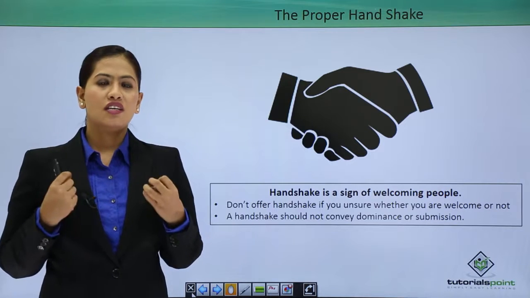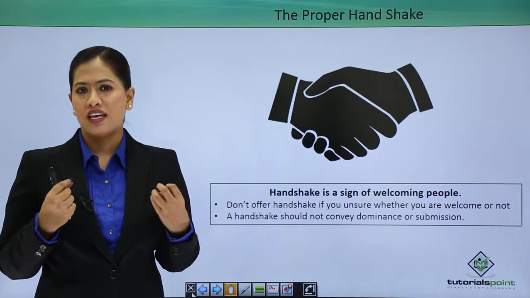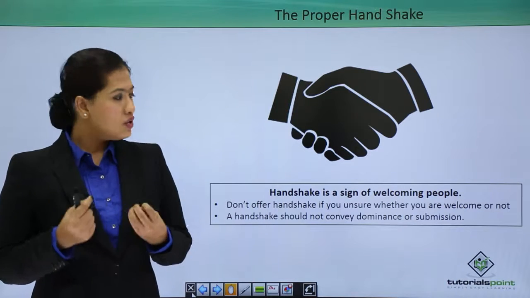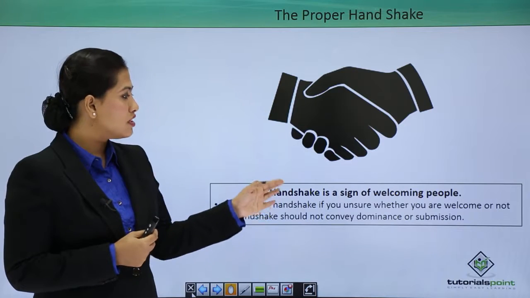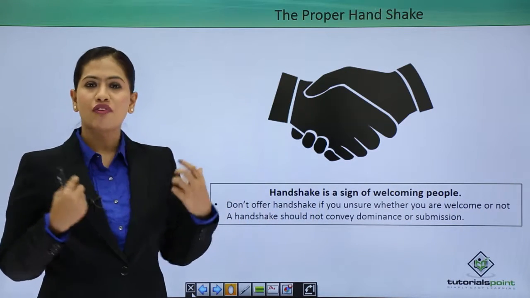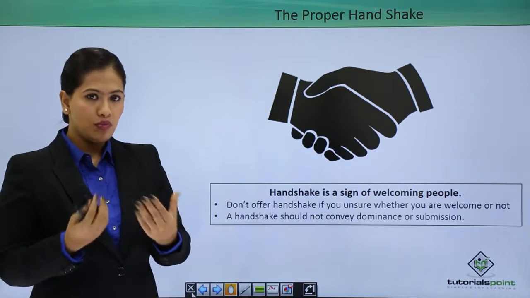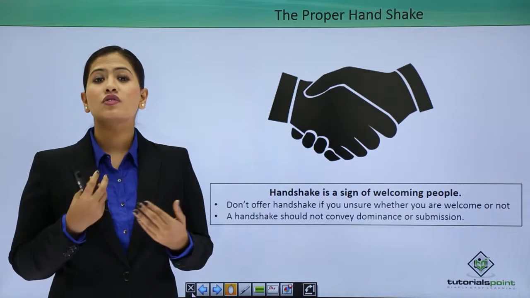Well, handshake is a greeting that has been acknowledged by many cultures, communities, and globally across. So what is important is handshake is knowing these facts, that is, handshake is a sign of welcoming people. It not only just helps us to offer and welcome people on board with the conversation. A handshake should not convey dominance or submission.